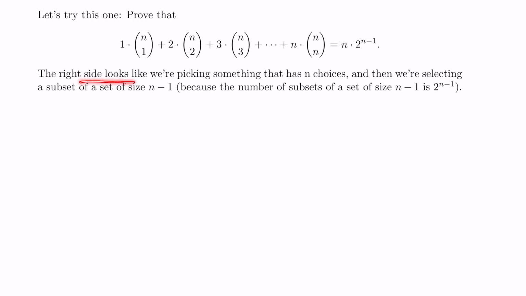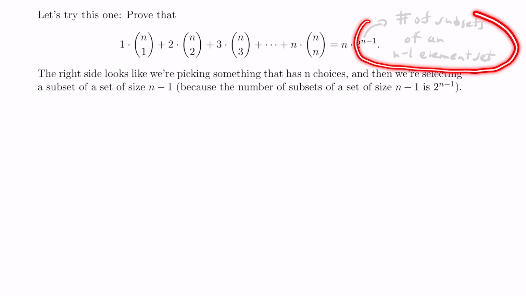Right? So the right-hand side looks like we're picking something that has n choices, and then we're selecting a subset of a set of size n minus 1. So this here is the number of subsets of an n minus 1 element set. And so since we have n things here, it might be the case that what we're doing is selecting one of n things and then selecting a subset of the rest.